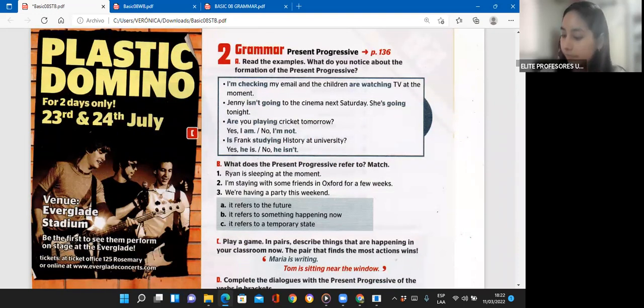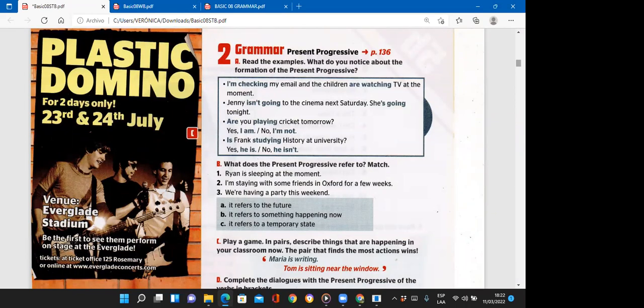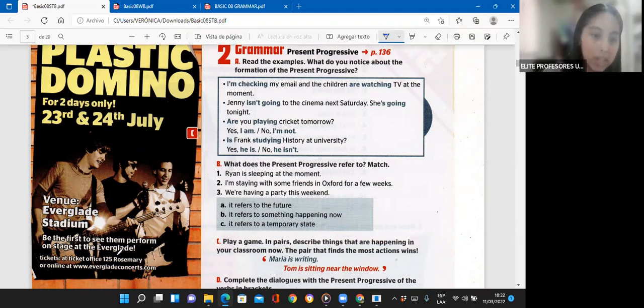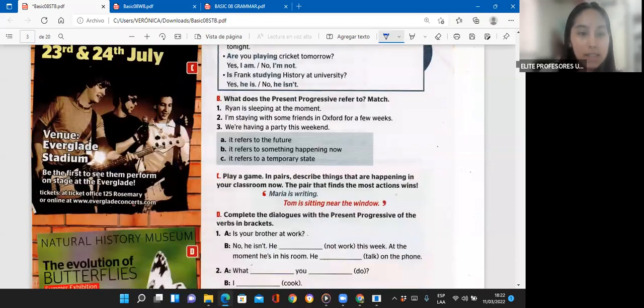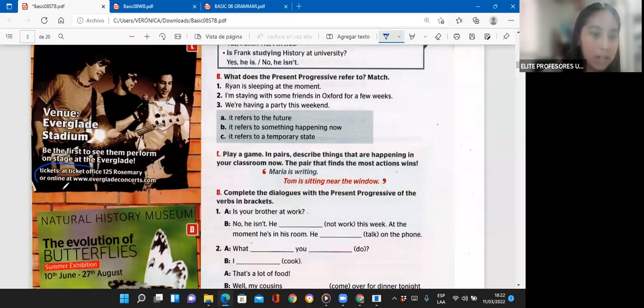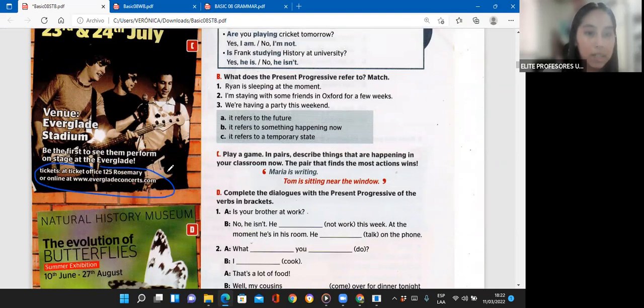Number one. A ticket office? A ticket office, that's right. Or online at www.everglaconcerts.com. Yes, this is number one. Okay, a ticket one.